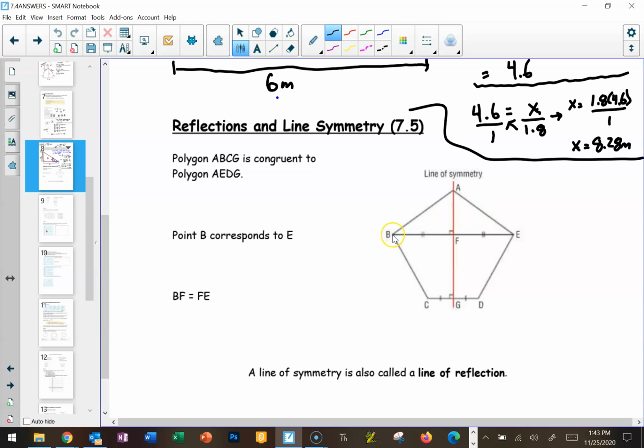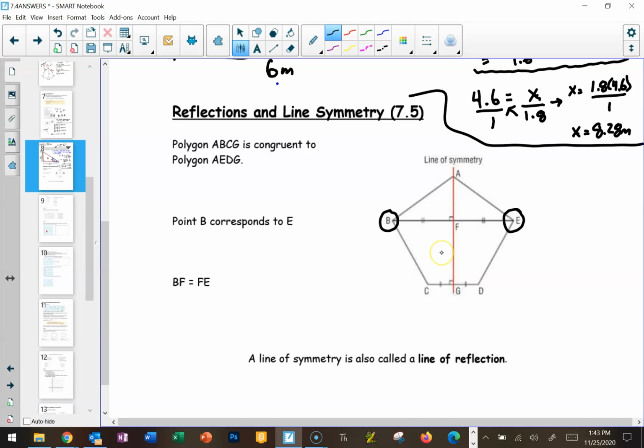So for instance, this point B over here corresponds with the point E over here, and they both have to be the exact same distance from the line. Okay? And these lines that join B to A and join E to A, they have to be the same length, as do the lines BC and CG with ED and DG. So all the line lengths have to be the same, and the shape has to be the same, just kind of in reverse on the other side of the line of symmetry. It's often called the line of reflection as well.